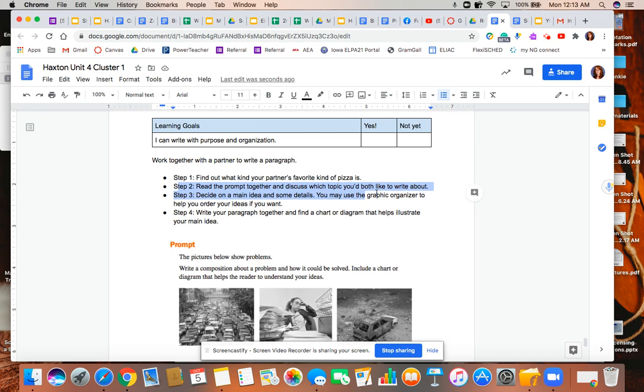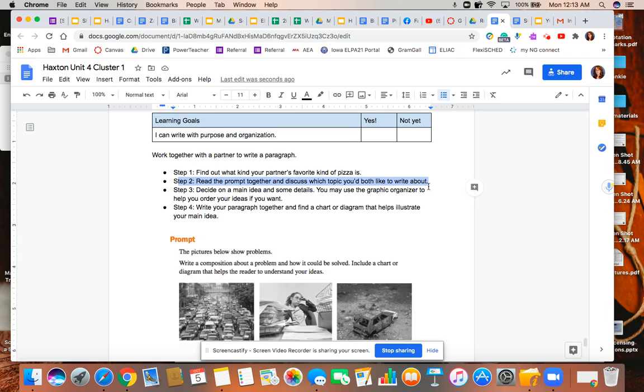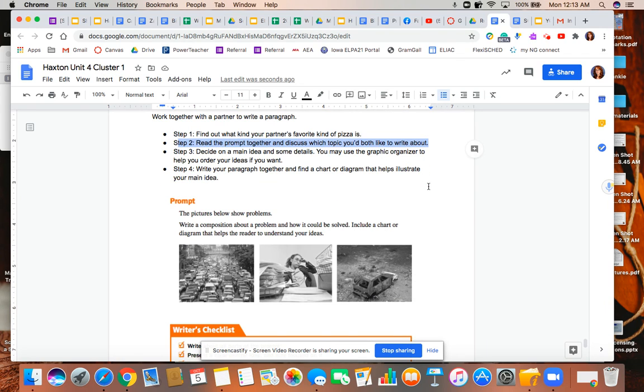Step 2 is to read the prompt and discuss what topic you would like to write about. So again, you don't need to discuss anything because you're doing this individually. But here is the word prompt, and you do need to read the prompt and look at the pictures and decide which topic you want to write about.